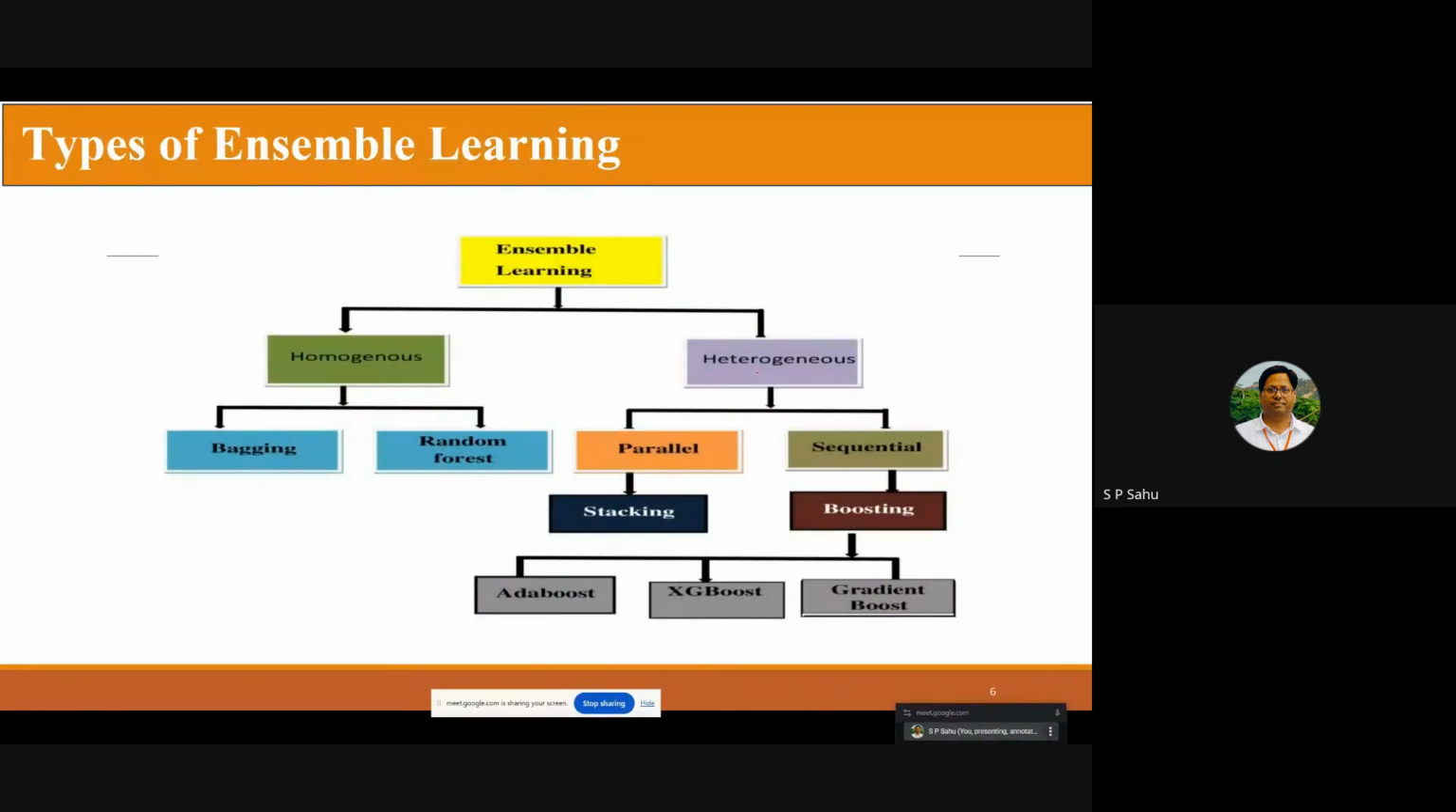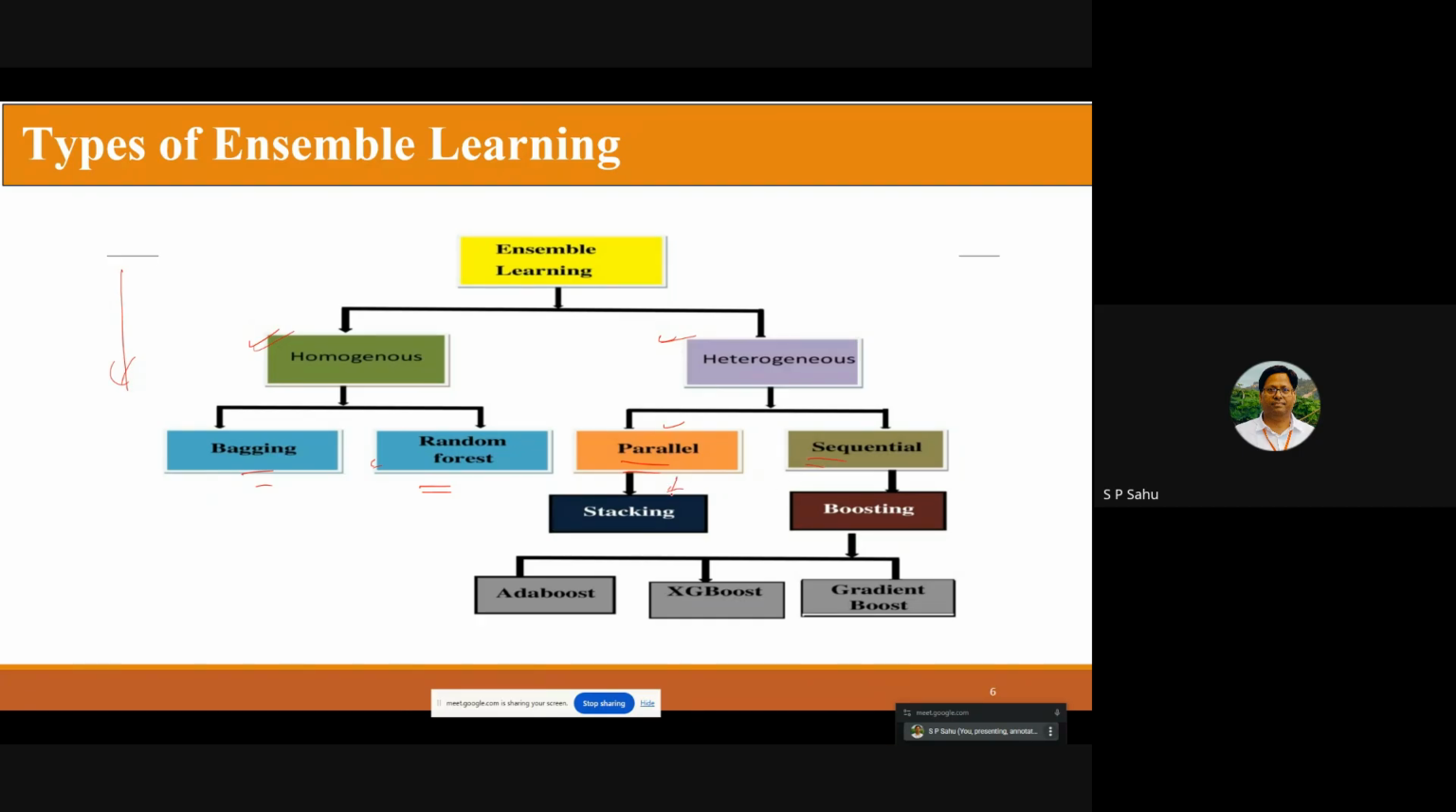So let us take this hierarchy of the different ensemble learnings and on what basis they have been classified. We are talking about which type of data we are dealing with: either homogeneous data or heterogeneous data. For homogeneous data, we may use bagging or random forest. These are the ensemble learning methods for homogeneous data. Random forest is also a simple model based on bagging. When we are talking about heterogeneous data, we will have parallel operation or sequential operation.